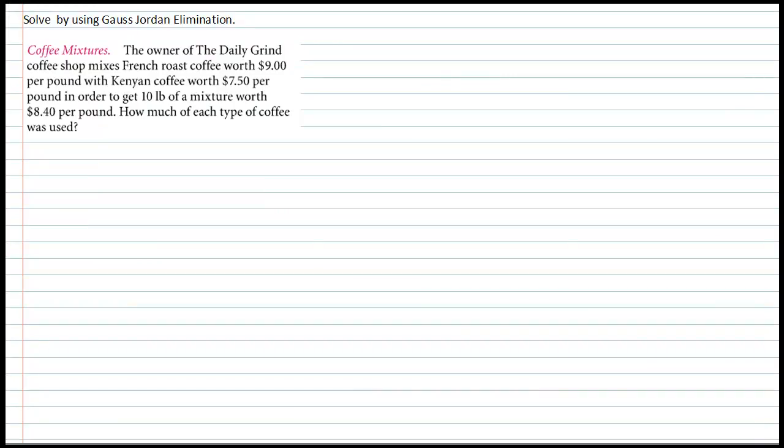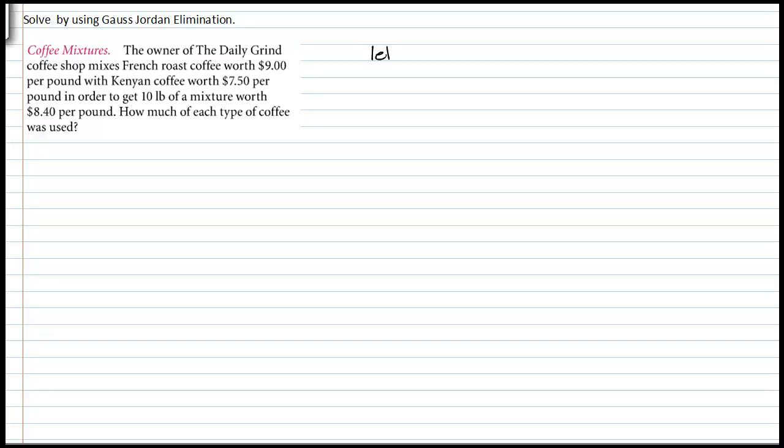It says the owner of the Daily Grind coffee shop mixes French roasted coffee worth $9 per pound with Kenyan coffee, which is worth $7.50 per pound, in order to get 10 pounds of mixture worth $8.40 per pound. How much of each type of coffee was used? So what we have here is we're wanting to find out how much are we going to use of the $9 one with the Kenyan coffee, which is $7.50, in order to produce an $8.40 coffee.